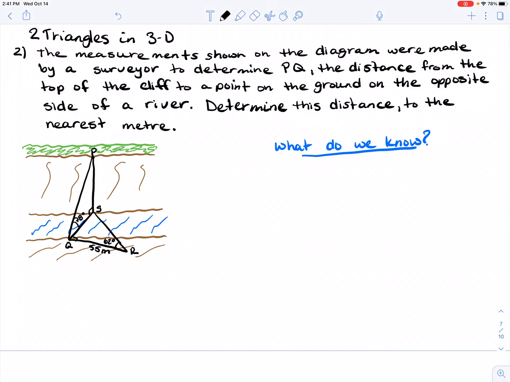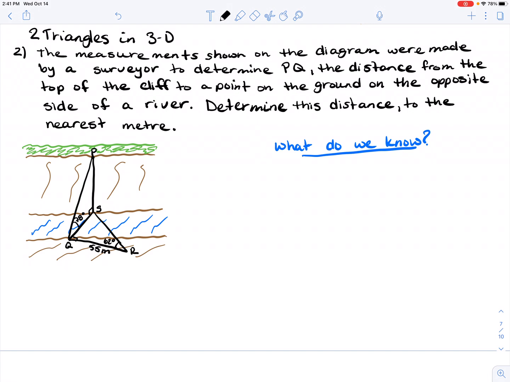Welcome to the second tutorial on looking at two triangles, but this time we're going to look at them in 3 dimensions. The measurements shown on the diagram were made by a surveyor to determine the line PQ, the distance from the top of the cliff to a point on the ground on the opposite side of a river. We need to determine that distance to the nearest meter.